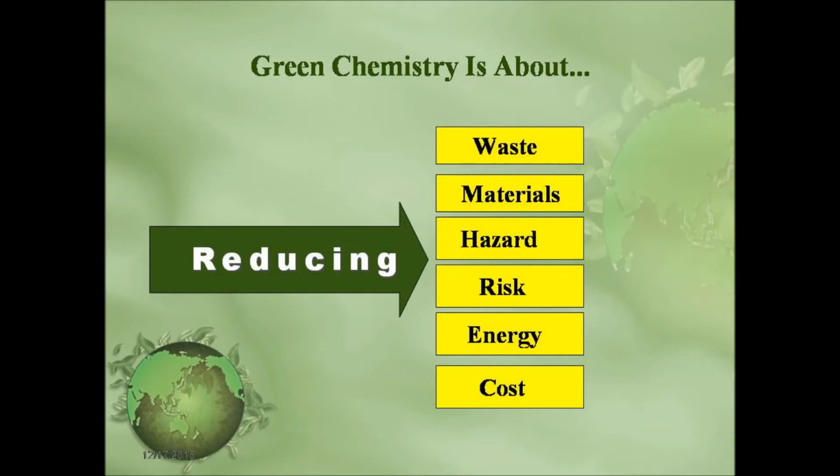What is green chemistry about? Here we go. Green chemistry is about reducing the waste material production, reducing the material usage to produce new compounds or new chemicals or new products. It's about reducing the hazardous chemical reactions. It's about reducing the risk of many chemicals and chemical reactions. It's about reducing the energy utilization in a chemical process. And finally, it's about reducing the cost to produce new chemical reactions or new chemicals or new solvents, etc.